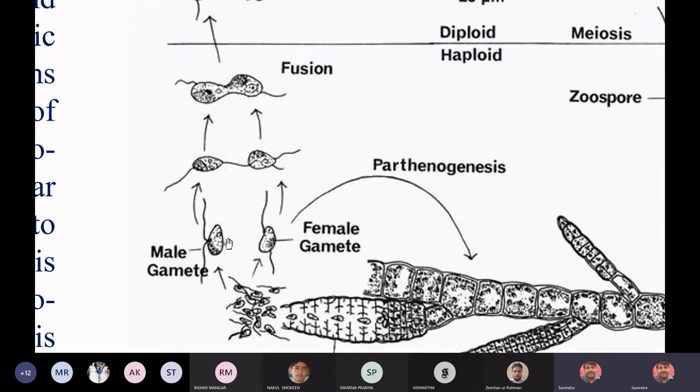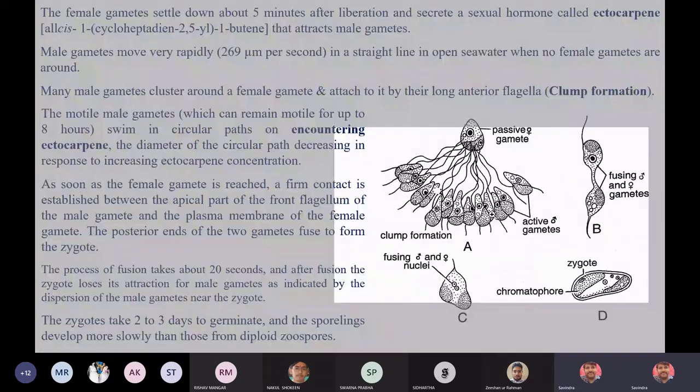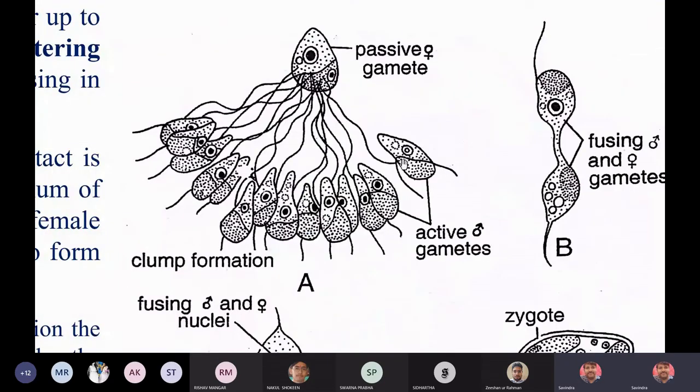That ectocarpin will attack these male gametes, और ये मेल गैमेट्स कैसे आएंगे, उसके बाद एक सर्कुलर मोशन में आएंगे, घूमते घूमते बहुत तेजी से घूमेंगे, and जितना उसके पास आएंगे इनका मूवमेंट कम हो जाएगा. और ऐसा नहीं कि हमने एक ही दिखाया है, but actually there are many male gametes that will come in contact with the female gamete, और जो उनका long flagella है, हेटेरोकोन्ट में 2 होते हैं ना, एक छोटा एक बड़ा, the long flagella, with the help of this long flagella they will get attached themselves with this female gamete.